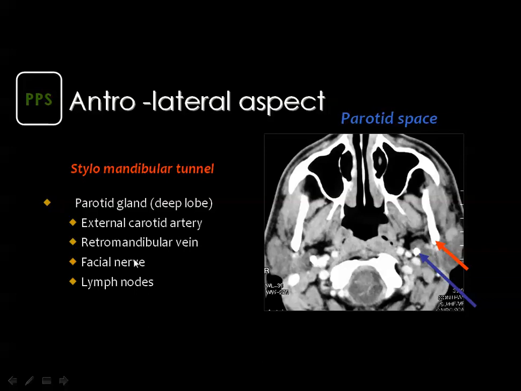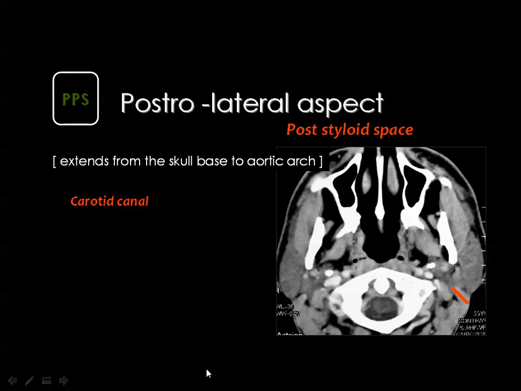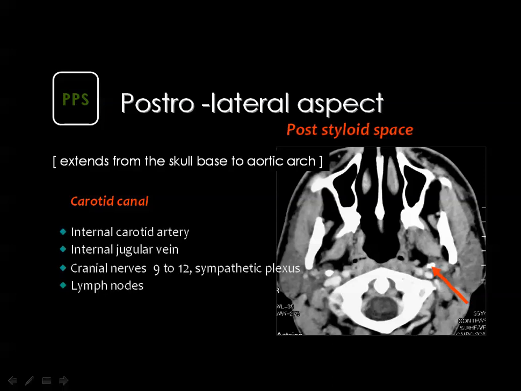Then the facial nerve, you cannot see it. Lymph nodes are not seen unless they are enlarged. Then only you can see the deep lobe of the parotid gland. The external carotid artery may also be seen near this area. The retromandibular vein is a constant structure. The facial nerve cannot be seen. Lymph nodes are not seen unless they are enlarged. And this is the styloid process.